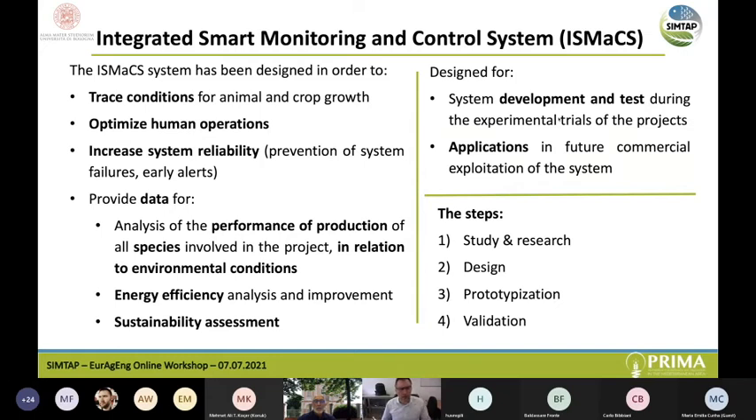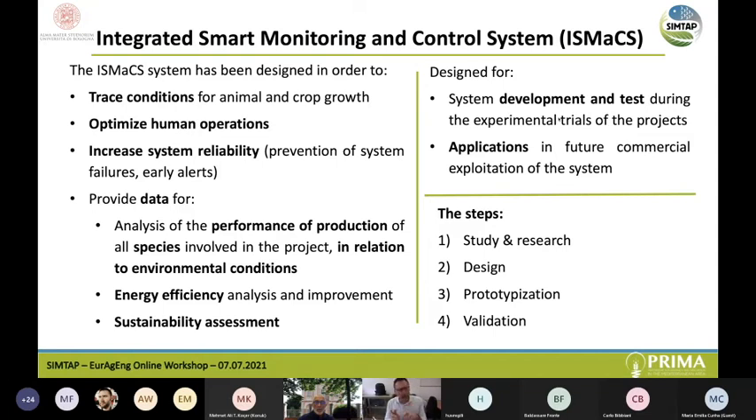We can also provide data for research, which is another important task and goal, because we don't only need to monitor the conditions in real time, but also to store data to support the analysis of the performance of production. Of course, performance of production can change if environmental conditions change. We can support the analysis of energy efficiency and also the sustainability assessment.